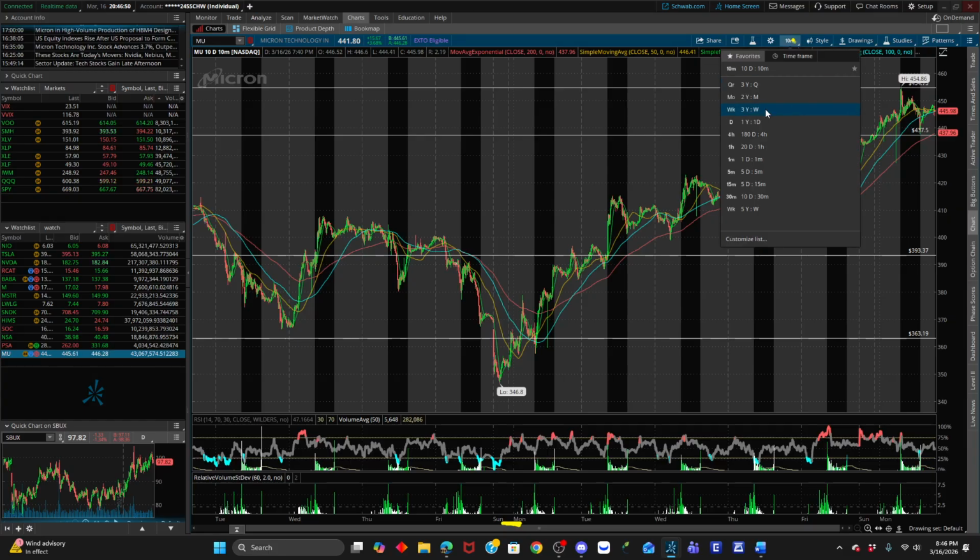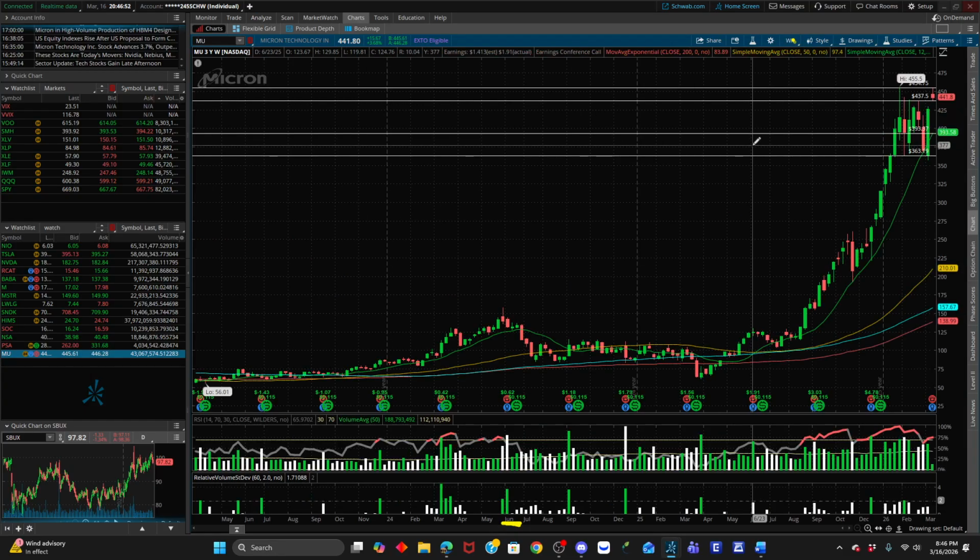Because if I zoom out on MU, yo, this thing is so overbought. Look at the extension from the moving averages. I stay away from stocks like that. It's fun. It's in the headlines, but I just can't trade that. Needed a dip buy, never came.